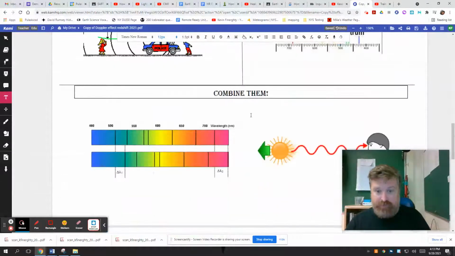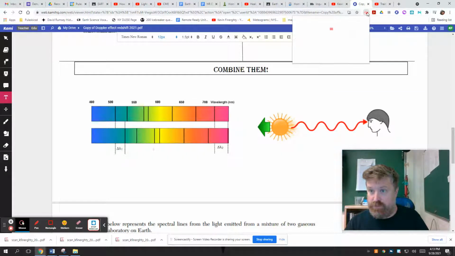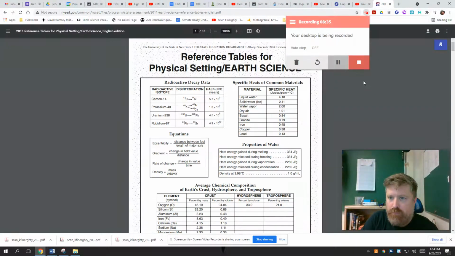And what we notice then, if we combine these two ideas, is that should a star be moving away from us, which is what we observe, all of the light, those patterns of light, those fingerprints, shift to the red end of the spectrum. All right. So now is a good time to bring up the reference table. So I'm going to pause.